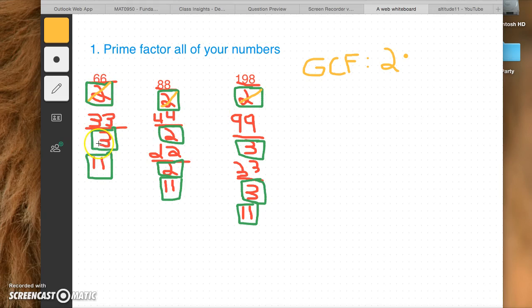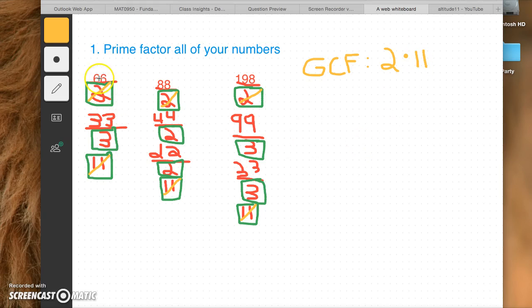Notice here in 66, our next factor is 3. Is there a 3 to be given over here in 88? 88 contains a 2 and an 11. So no, this 3 is not going to be used because there is not a factor of 3 in the number 88. What about this number 11 here? You'll see that yes, in fact, there is a factor of 11 in all three of our original numbers.